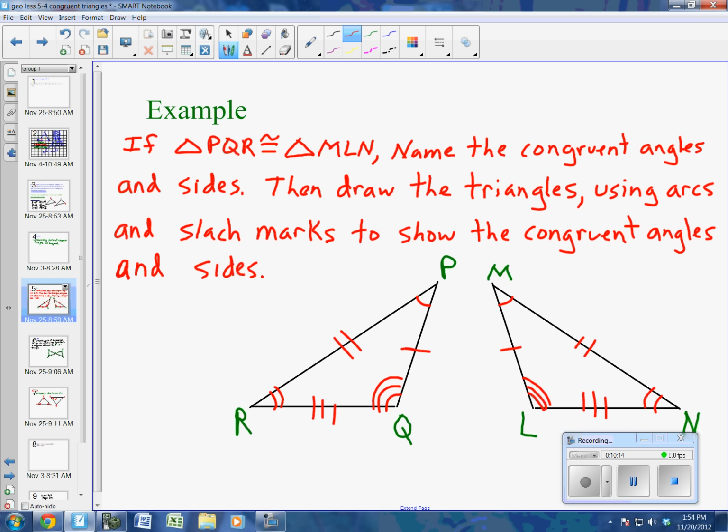Okay. By the way, let me just show you off to the side right here. There are some books that go like this. In fact, most books go like that. If it's 3 and 3, they'll put an arc with 3 slashes through it. But this one's a little bit different. It puts 3 arcs. Okay?